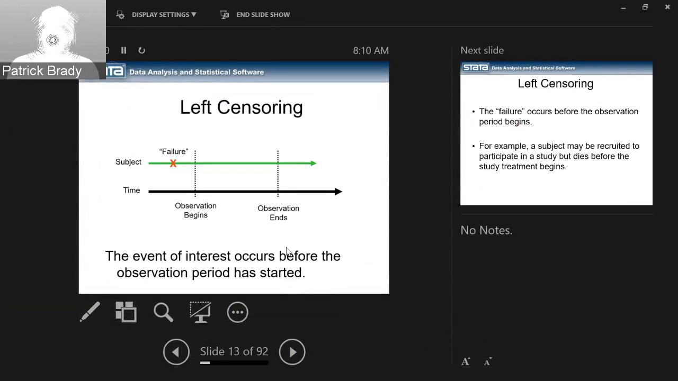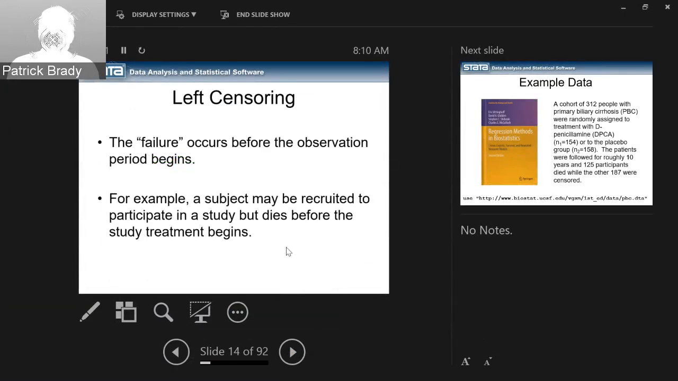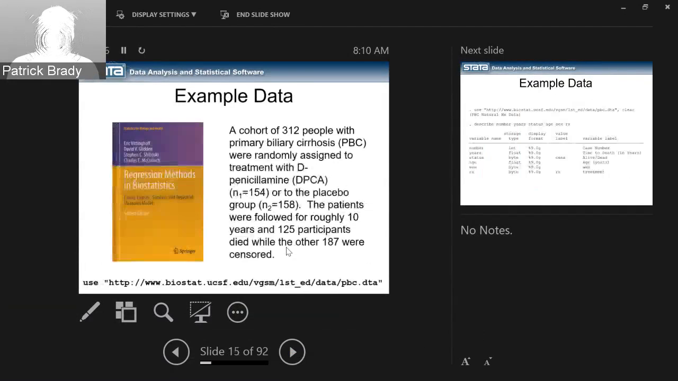And the event happens before you start observing them officially. That would be considered left censoring. The thing we typically deal with is right censoring because we just don't have enough money and time to follow these people forever. So if this doesn't make a lot of sense, don't worry about it. Right censoring is the thing we typically deal with.